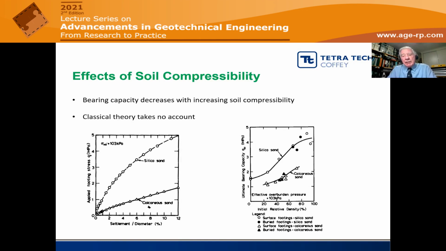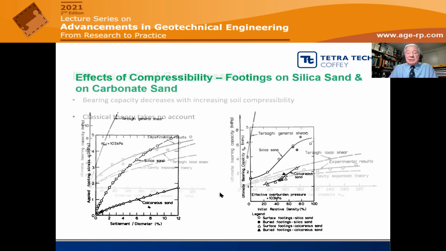There was quite a lot of research done, and this is, for example, a load versus settlement relationship from model tests for silica sand and for calcareous sand. Both of those had friction angles which were fairly similar. In fact, if I remember correctly, the calcareous sand friction angle was over 40, the silica sand was about 36, 38, and yet the bearing capacity of the calcareous sand was significantly less than that of the silica sand.